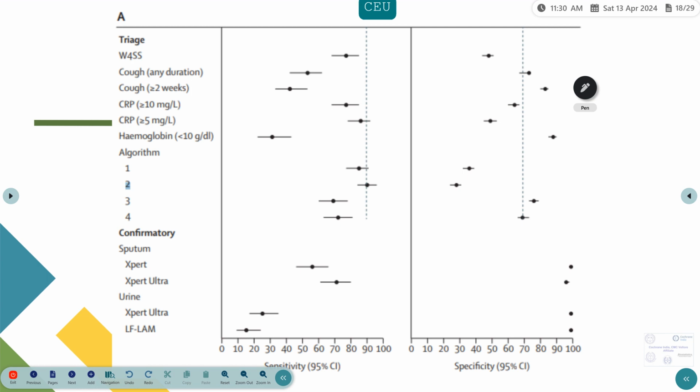So again here, this is just comparing the different sensitivities. Compared to the 4-symptom questionnaire, the second algorithm has a higher sensitivity by around 10. But compared to the 4-symptom questionnaire, the specificity comes down.